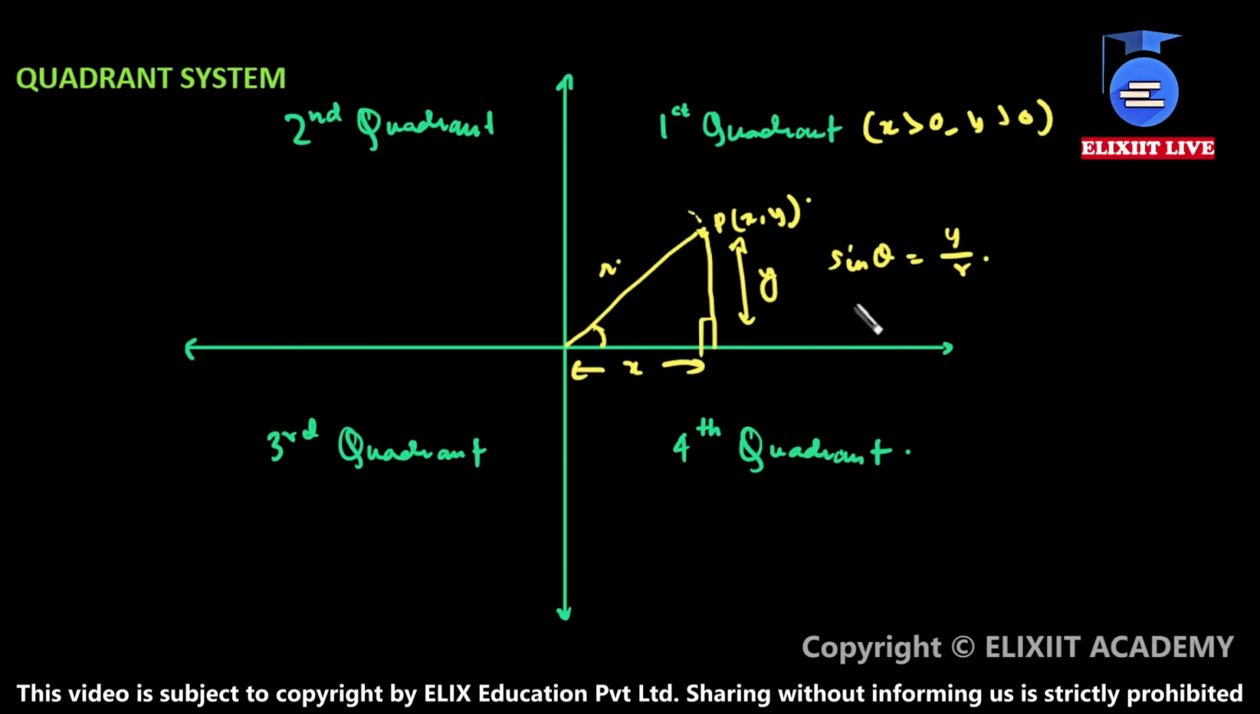R being the radius, it is always positive. Obviously, radius is a distance. As you move on this particular triangle, the radius will always be positive. Cos theta will be base by hypotenuse, x by r. Both x and y being positive, sine theta and cos theta are positive. If sine theta and cos theta are positive, the other t ratios will also be positive. Tan theta, which is sine theta by cos theta, is also positive.